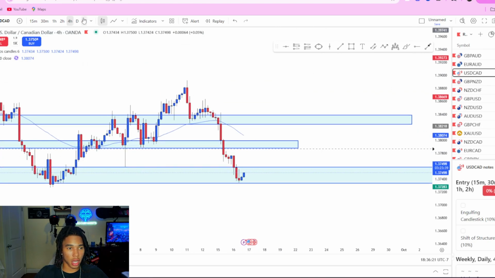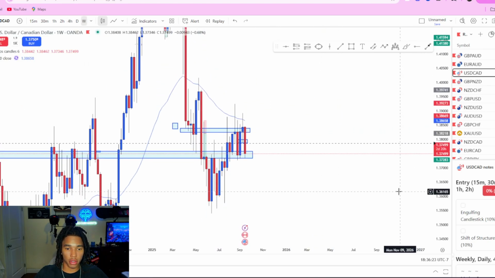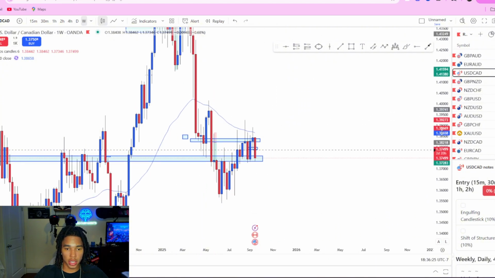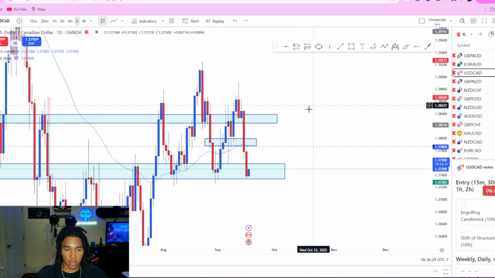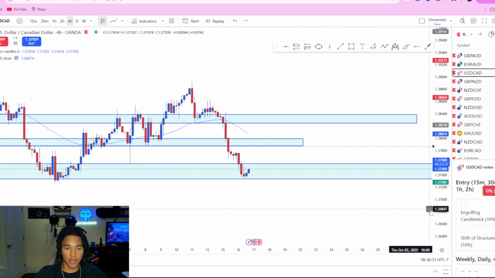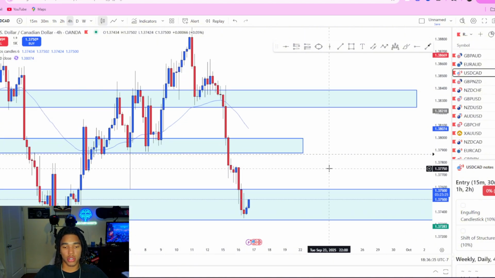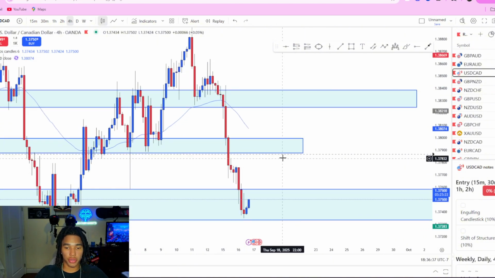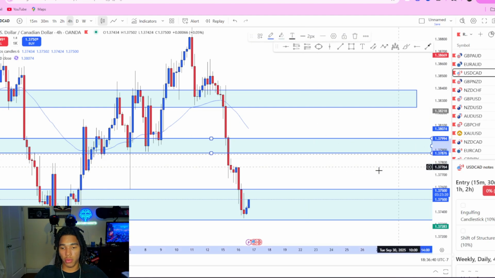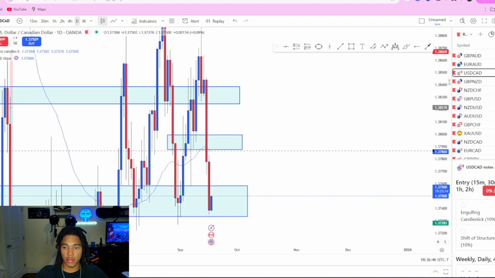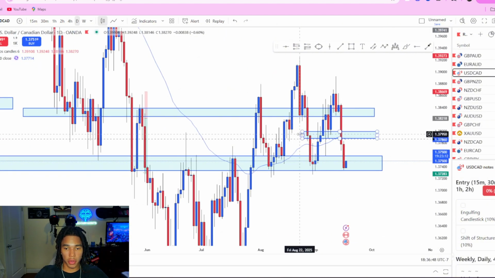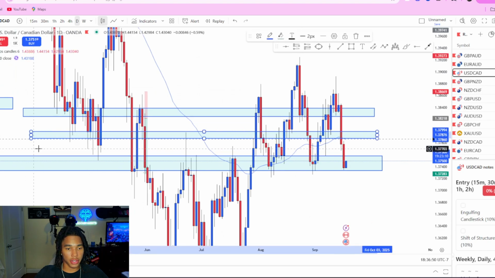Now let's do a top-down analysis on USD CAD. Right now, weekly is bearish. Daily is bearish as well. 4 hour is also bearish. So we have 3 time frames in sync. That's a really good sign. All we really want is for price to probably pull back up into this area up here. And then you would be at a daily area of interest.